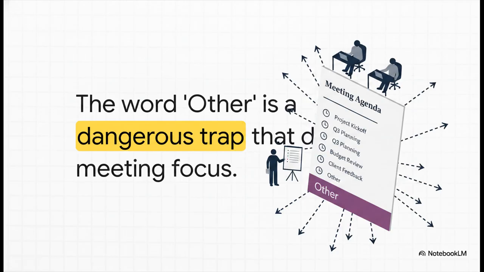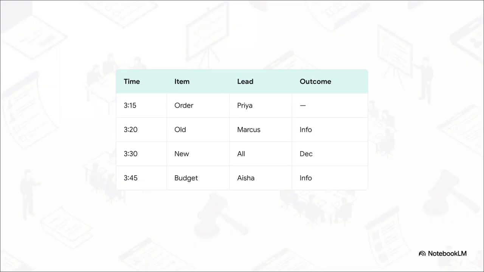Okay, speaking of vague, we have to talk about the absolute most dangerous word you can possibly put on an agenda. Please, never use the word other. The word other is basically an open invitation for a 20-minute tangent about the office coffee machine. It's a trap. It actively destroys the very focus the document is supposed to provide. It welcomes anyone to hijack the meeting and bring up anything they want, sending you right back into that frustrating, endless meeting drift.